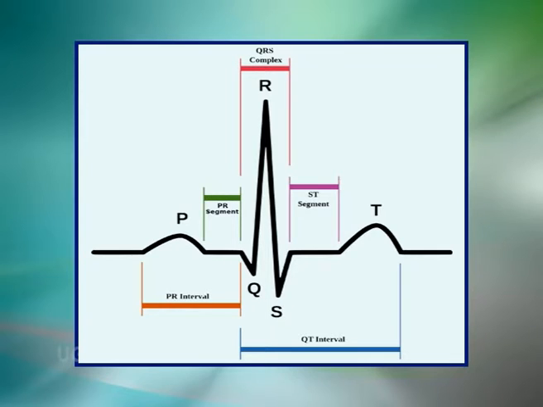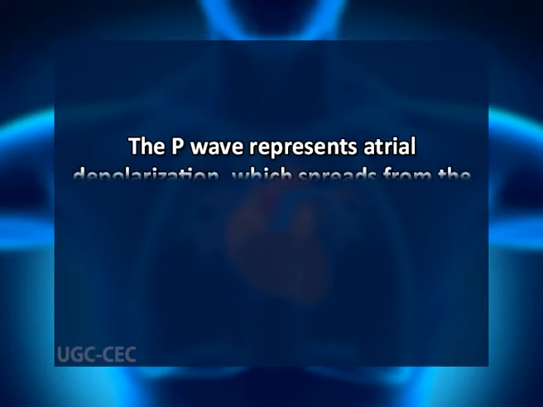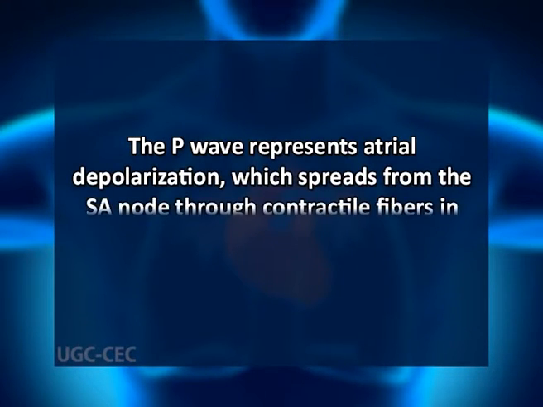In a typical record, 3 clear recognizable waves appear with each heartbeat. The first, called the P wave, is a small upward deflection on the ECG. The P wave represents atrial depolarization, which spreads from the SA node through contractile fibers in both atria.